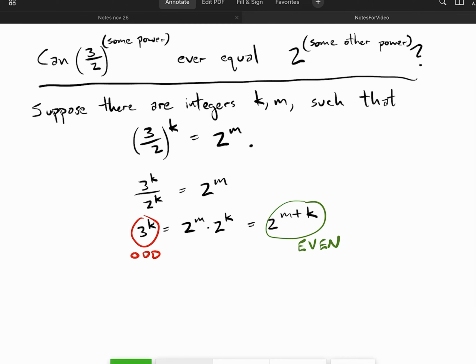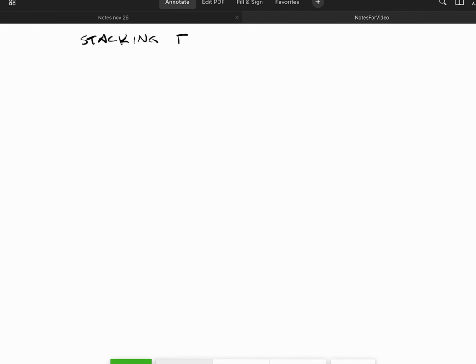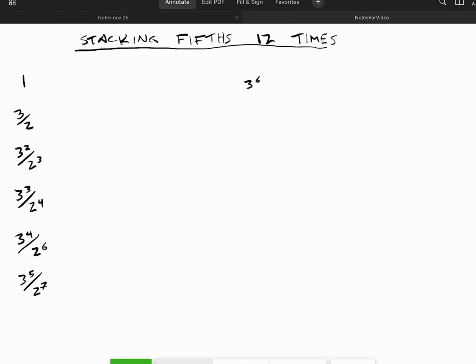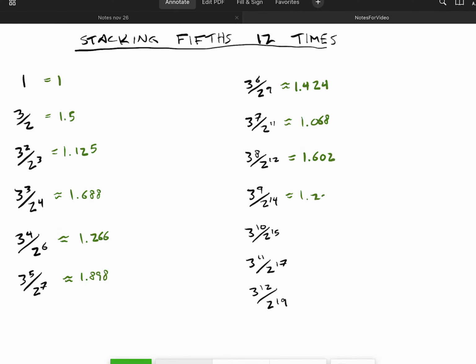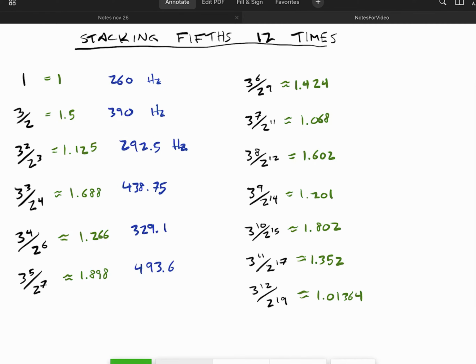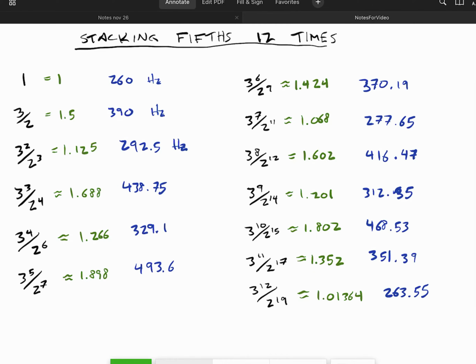In the current context, that means that stacking fifths will never land us back at the fundamental. So our process of stacking fifths could go on indefinitely. But let's perform this procedure 12 times, recording everything on one page. The rescaled powers of 3/2, the decimal approximations, and the frequencies that result when you apply these to a base frequency of 260. Now this last ratio, 3 to the power of 12 divided by 2 to the power of 19, is really close to 1.